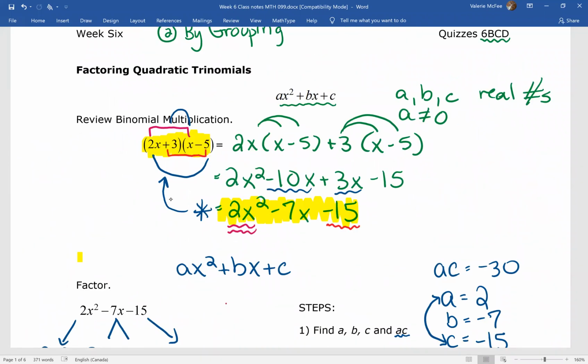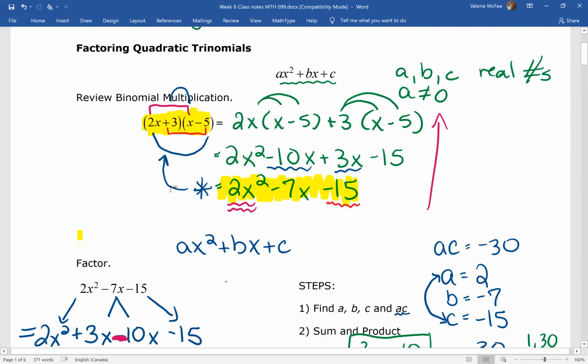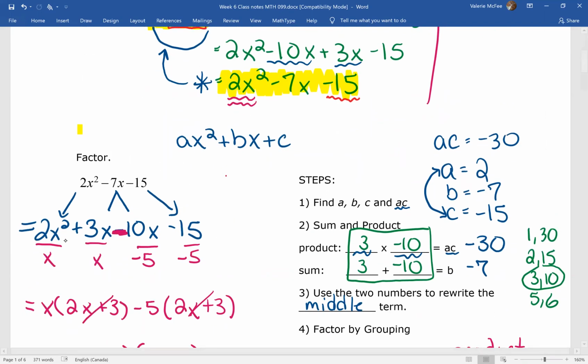Notice that these steps backwards are exactly what we've done to do our factorization. Here's the 2x squared, the minus 10x, the plus 3x, and the minus 15, just like it was there when we were multiplying. The order of these numbers, the 10 and the 3, that doesn't matter. If you wrote negative 10x first and then plus 3x, that's fine. It's going to work out.